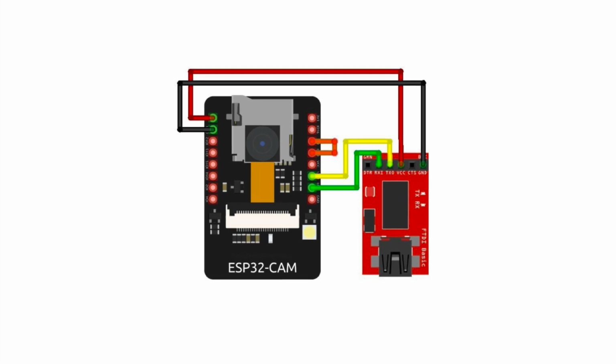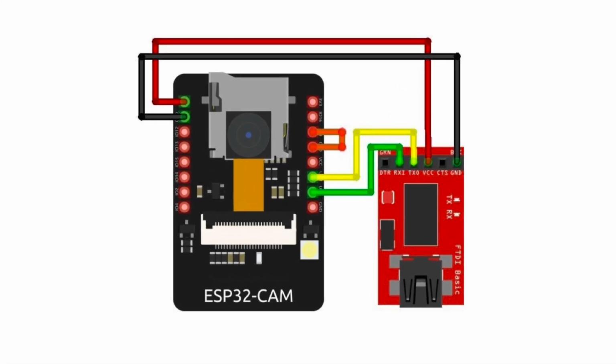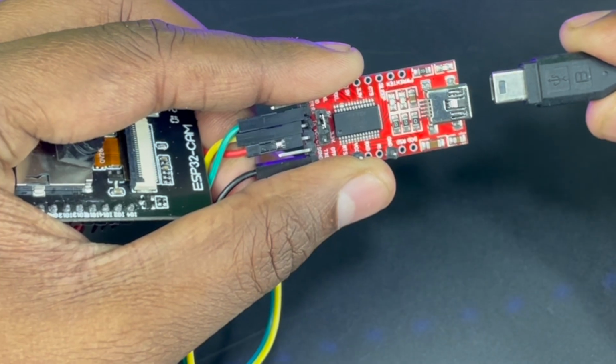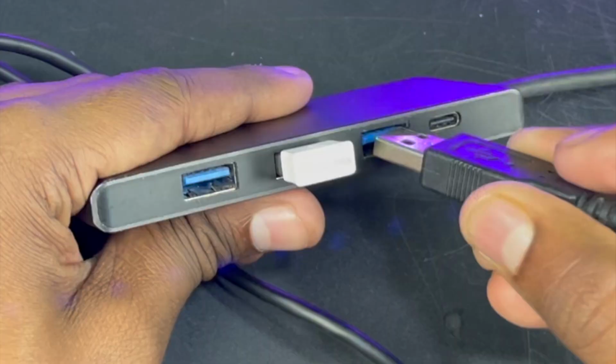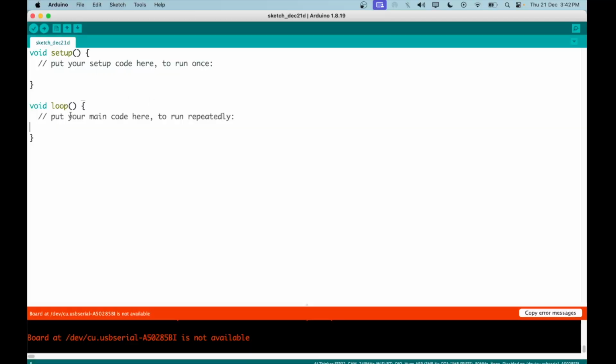Here's the circuit diagram for the complete thing. More info can be found in the blog, linked in the description. Now connect the USB cable to the FTDI and then to the computer. Now let's learn how to program ESP32 CAM module.